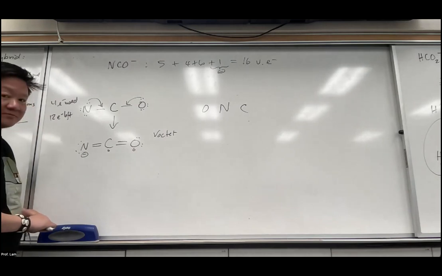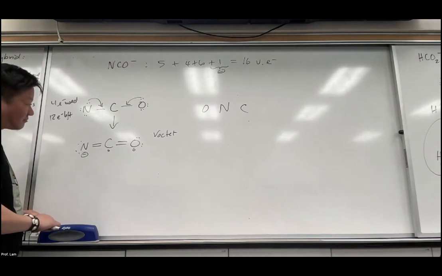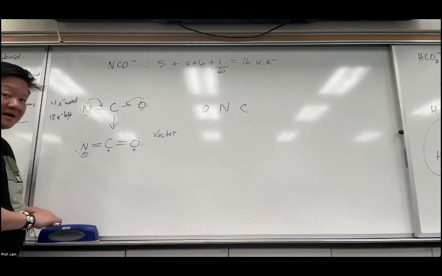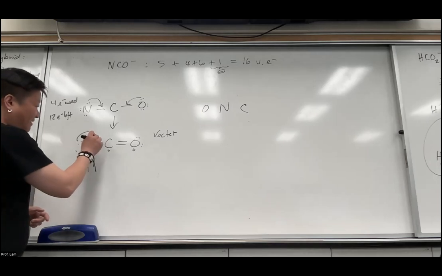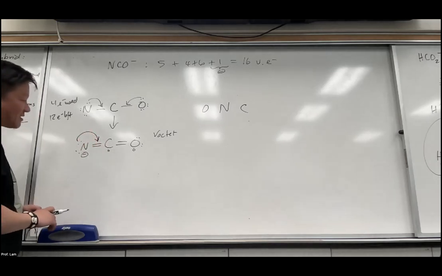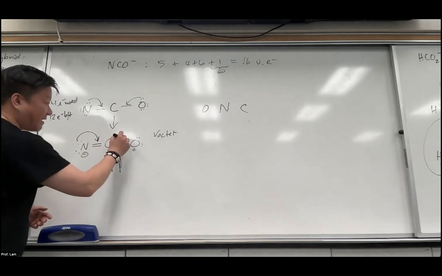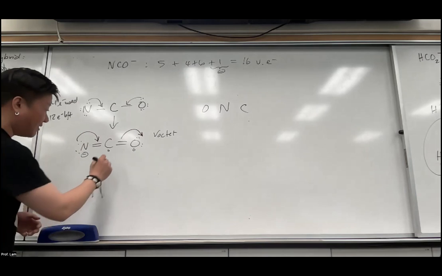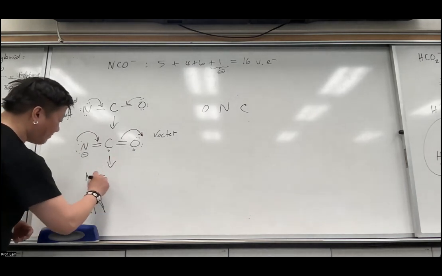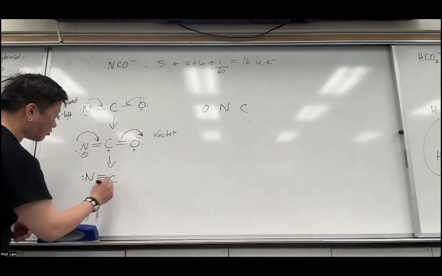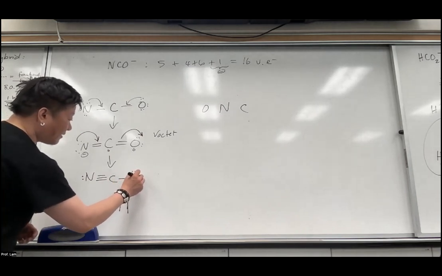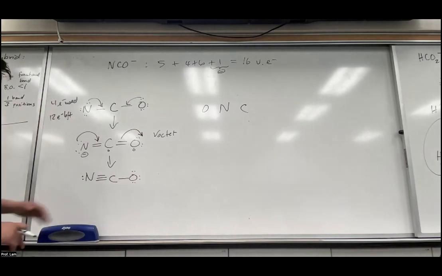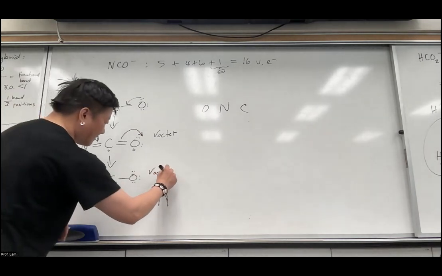What can we do? You guys see it? How about if we move this lone pair to make a triple bond, and then we move this bond and make it a lone pair on oxygen? What we'll get is a triple bond between carbon and nitrogen that has 1 lone pair, and then we have 3 lone pairs now on the oxygen. Okay, everybody still has octets here.